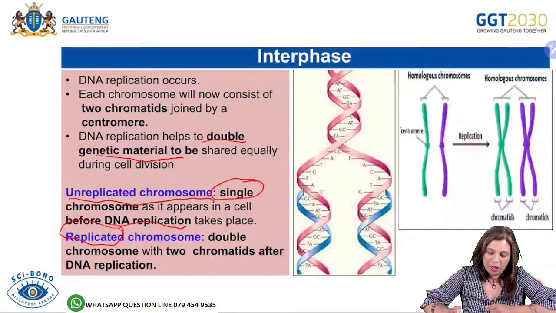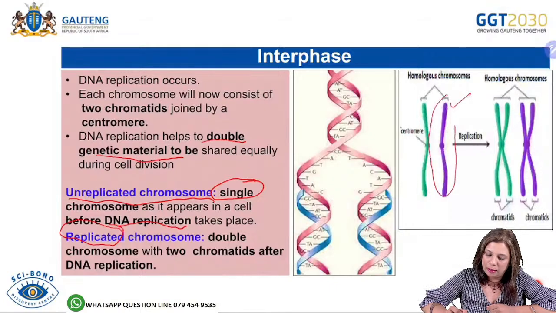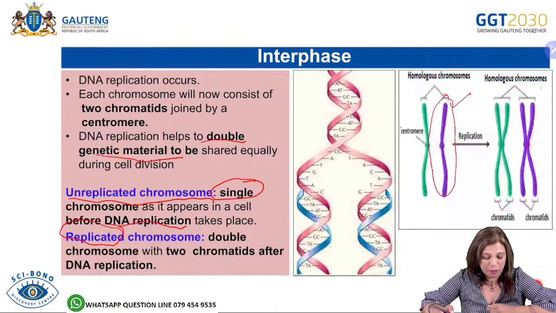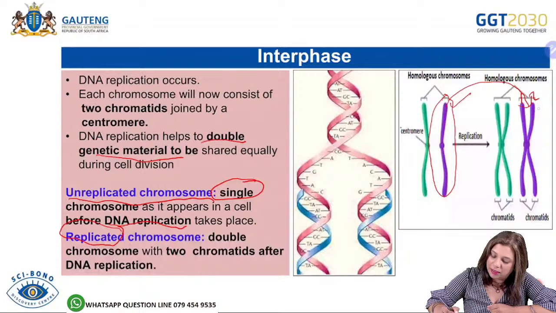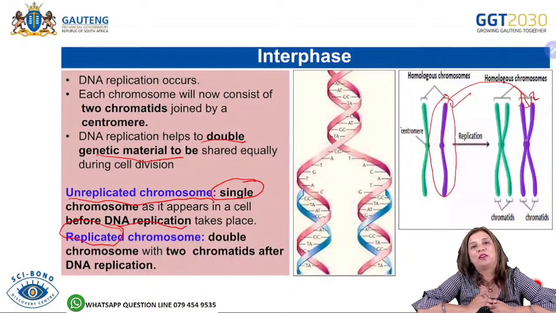There we have it. We have an unreplicated chromosome. Can you see the purple structure there? That is an unreplicated chromosome. It is on its own and it is single. And then what happens? On the right hand side, we have an example of a replicated chromosome. So that is a double chromosome. Can you see there's one, there's two. So the unreplicated chromosome replicates and it forms a double chromosome.